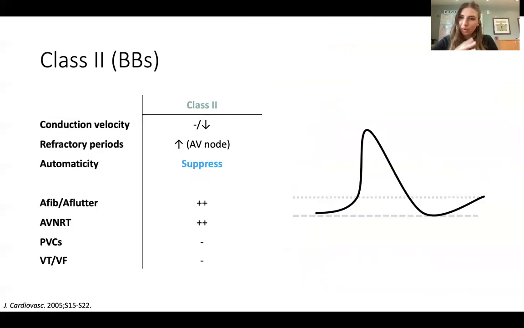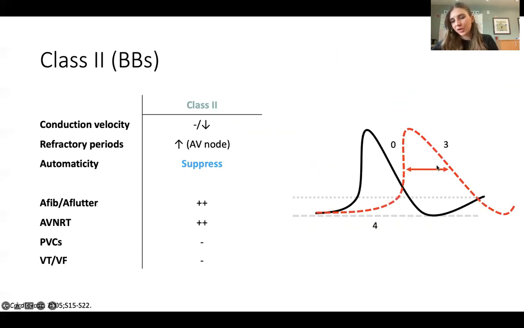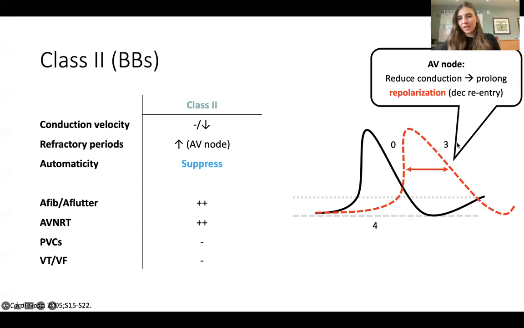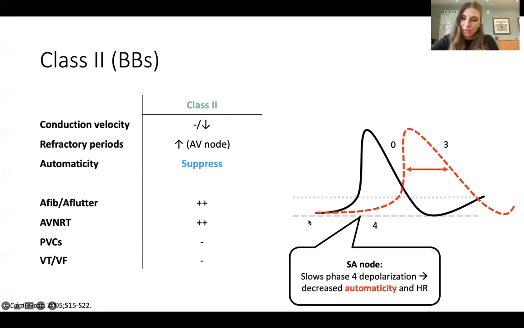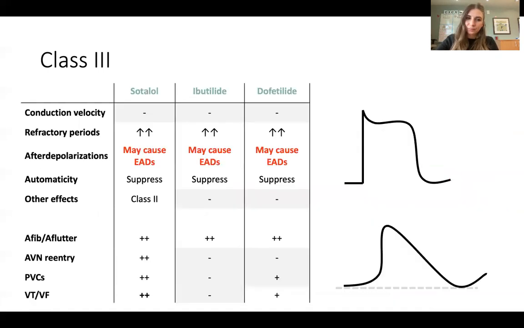Class 2s have some or maybe no effect on conduction velocity, but what they really do is extend out the refractory period in the AV node specifically. And when you extend out that refractory period, you help decrease the mechanism of re-entry. And then automaticity, of course, because they're slowing down this phase 4 right here, that's going to decrease automaticity and decrease heart rate. Specifically, they're going to be used for your atrial arrhythmias because they're working mainly at the AV node. They can help in some circumstances for a ventricular arrhythmia, by decreasing that ventricular response, but really think about them as your supraventricular agents.